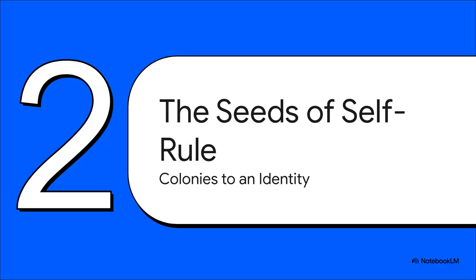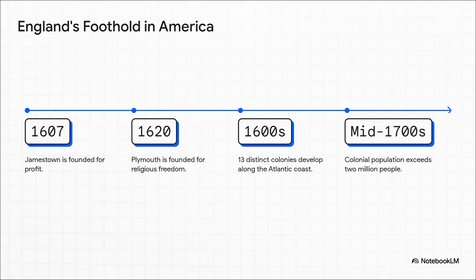Okay, our story doesn't begin in Philadelphia. It starts way back, across the Atlantic, with all the European powers racing to claim a piece of the New World. And it was right here that England would lay the groundwork for a new and, as it turns out, a fiercely independent society. So you had Jamestown, founded to make a buck. Then you had Plymouth, founded for religious freedom.